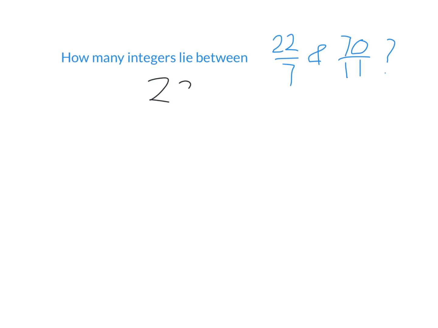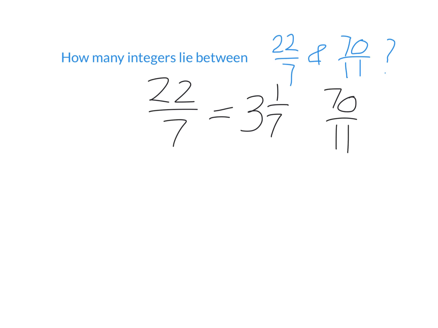So 22/7. 7 goes into 22 3 times, remainder 1. So 22/7 is 3 1/7. What about 70/11? Well, 11 goes into 70 6 times. 6 times 11 is 66. There are 4 more needed to get to 70. So it's 6 and 4/11.